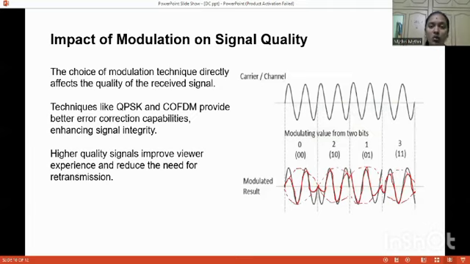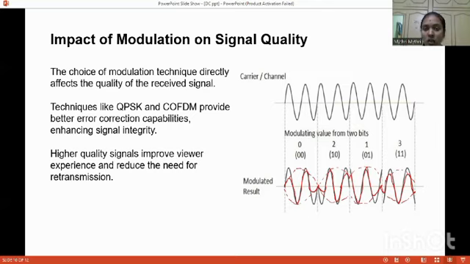Impacts of modulation on signal quality. The choice of modulation technique directly affects the quality of the received signal. Techniques like QPSK and COFDM provide better error correction capabilities, enhancing the signal integrity. Higher quality signals improve the viewer experience and reduce the need for retransmissions.